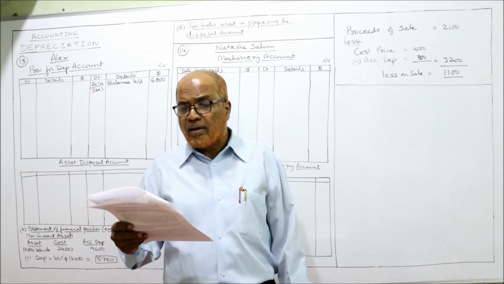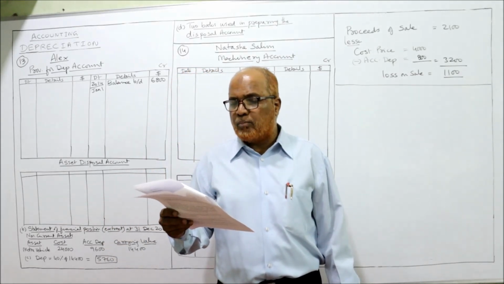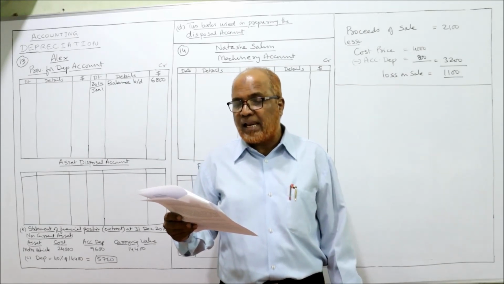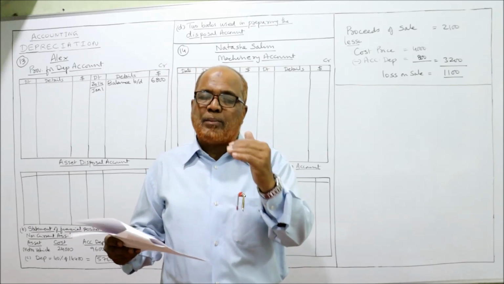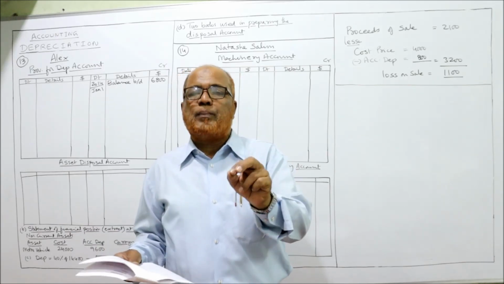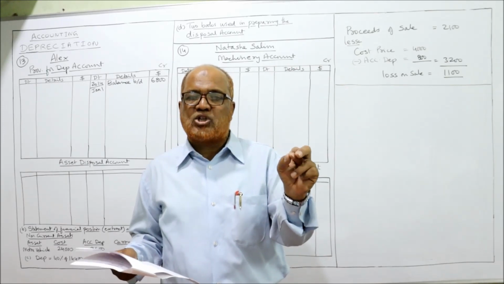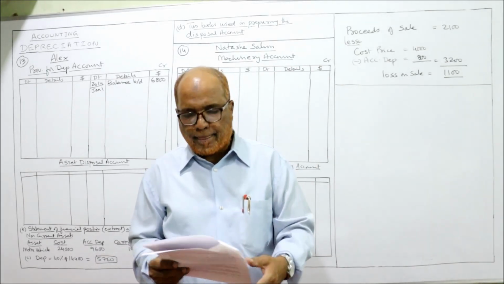Now, required. Prepare the provision for depreciation on motor vehicle account and motor vehicle disposal account. So, 4 different questions are given, A, B, C, D. One by one we will attempt. In A, it is asking you to prepare the provision for depreciation account and asset disposal account. So first we'll make this one, right?